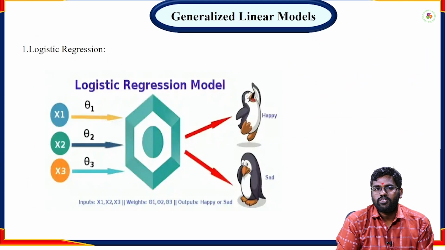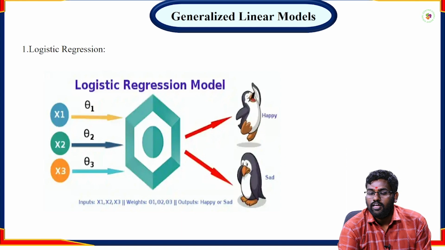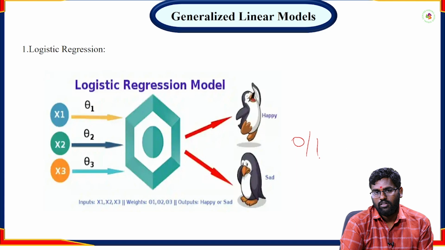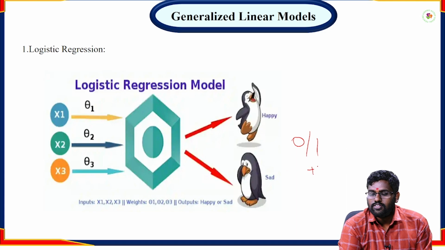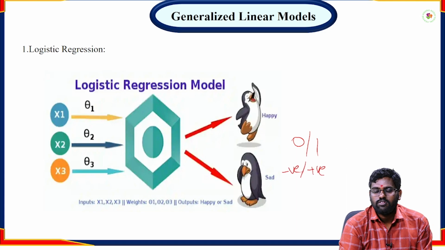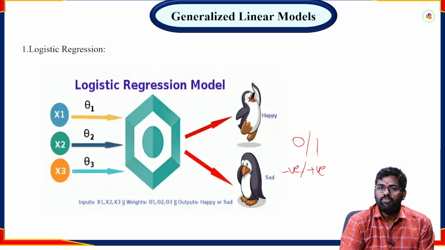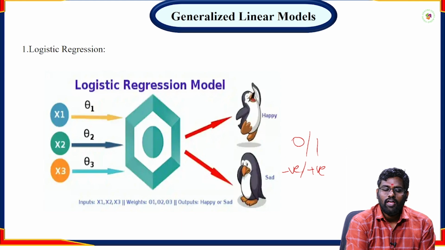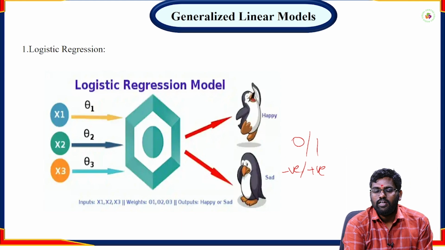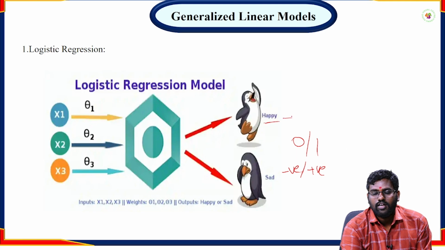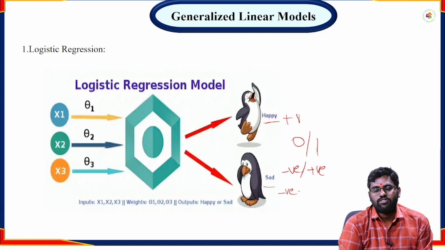Next one, logistic regression. Actually, logistic regression is a type of non-linear model, a generalized linear model. It is used to predict the output in the form of binary numbers. That means it may be 0 or 1, meaning positive status or negative status. 0 means negative, 1 means positive status. See this example here: whenever the particular thing is in a happy state, that is our positive status. A sad state is the negative status.